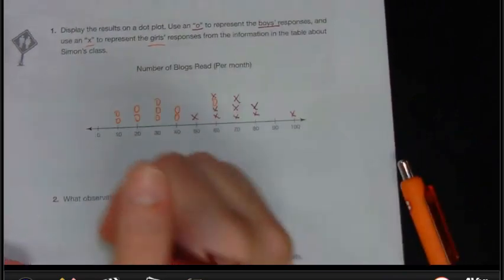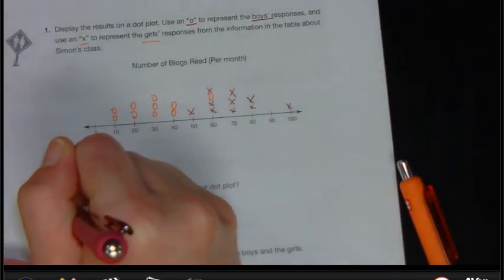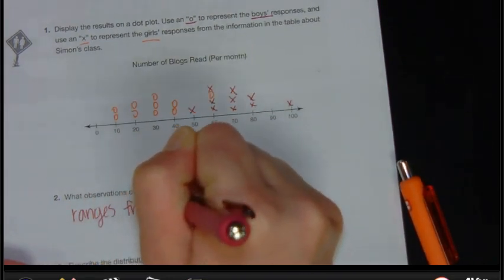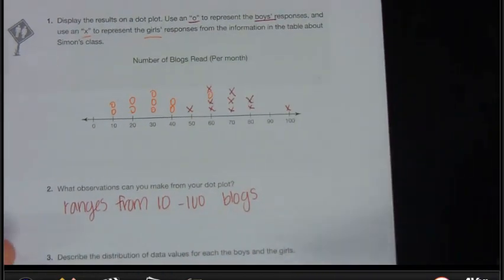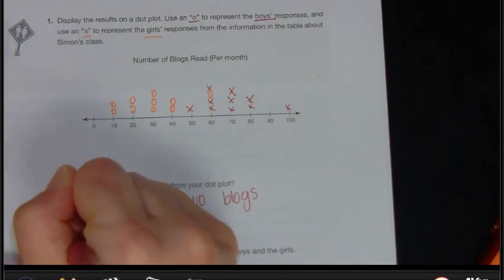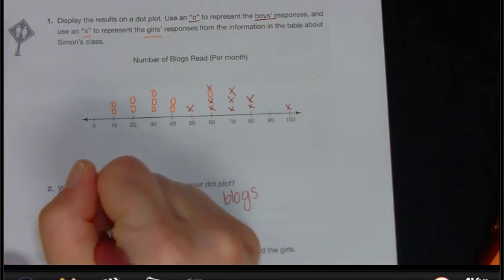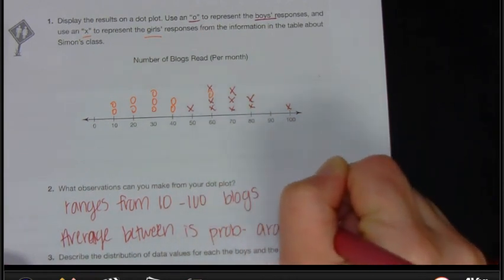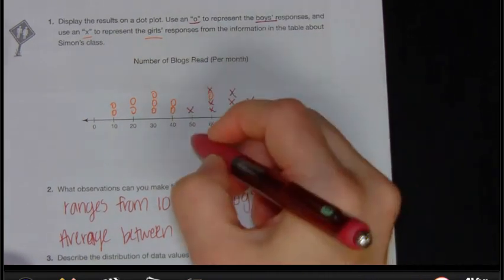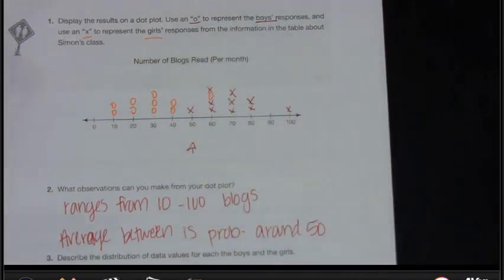Let's look at this. It ranges from 10 to 100 blogs, and then we can say the average is probably around 50. It's probably right about here, right about in the middle as far as the averages.